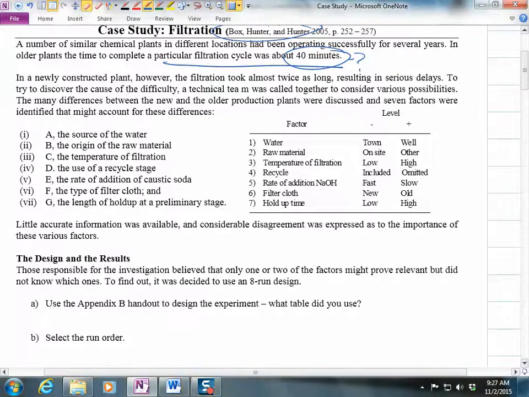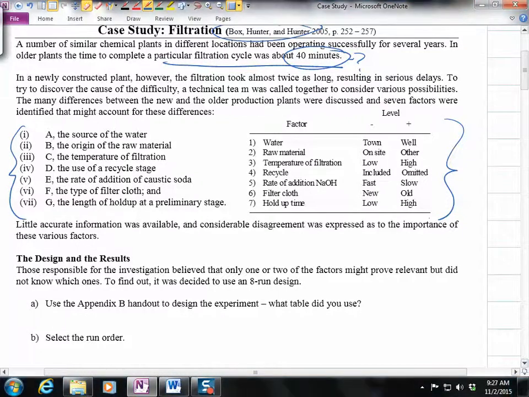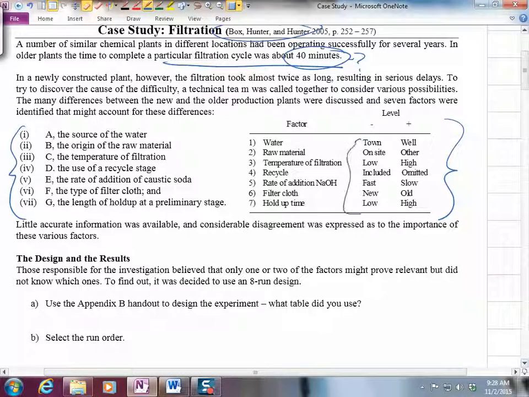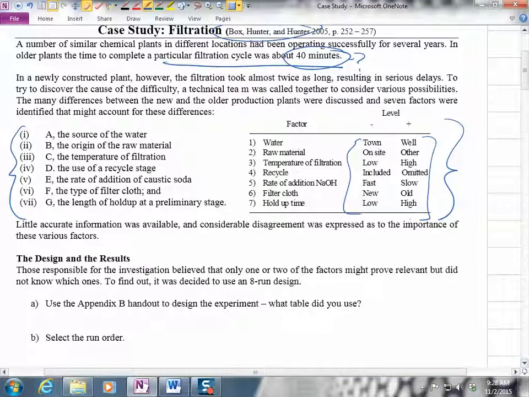And so they get together in a room and say, let's come up with what we think is happening. What's the deal at the old plant? What's the deal at the new plant? So the source of water, they switched from town water to well water, or vice versa. And all these other factors were things that had changed between the old and new plant and could potentially impact the filtration time. They probably had a lot of others, but they narrowed them down.